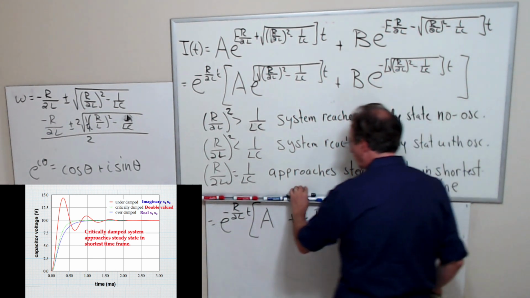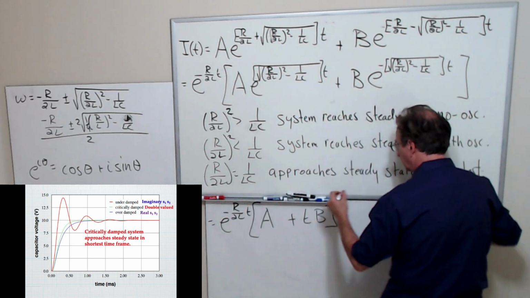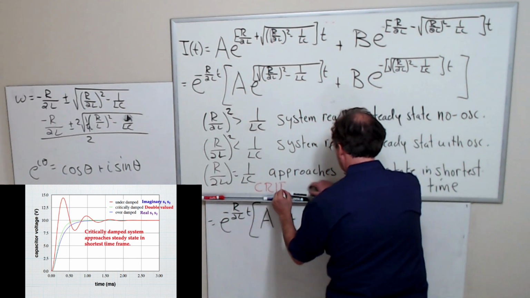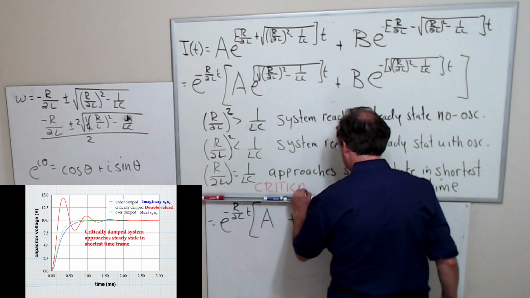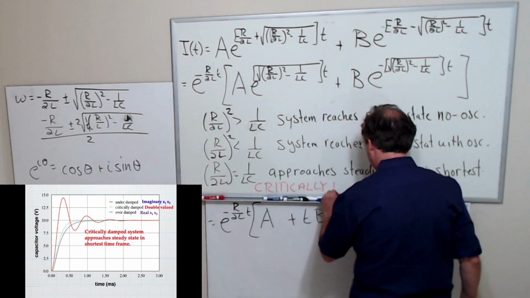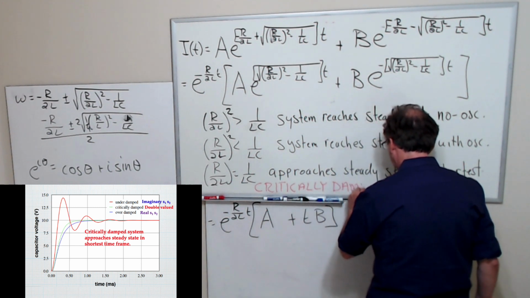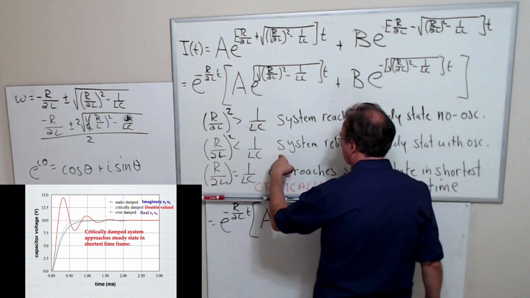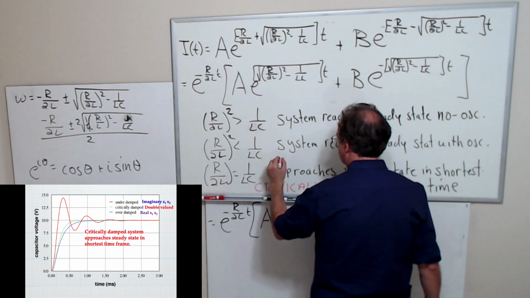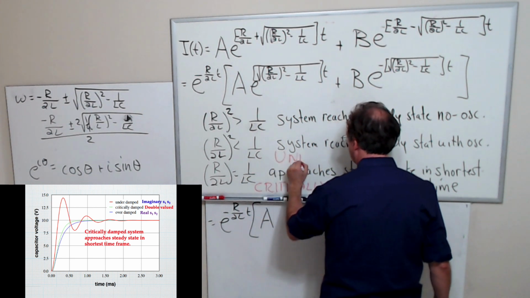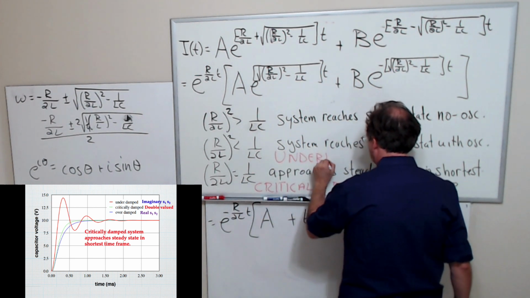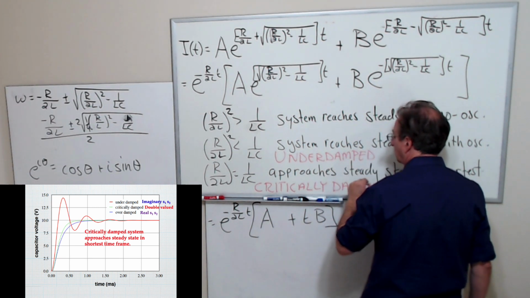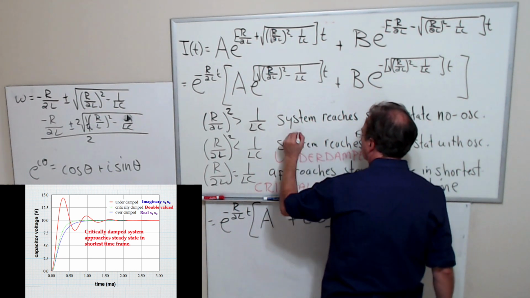So this bottom one is called critically damped. This one is called underdamped. And this one's called overdamped.